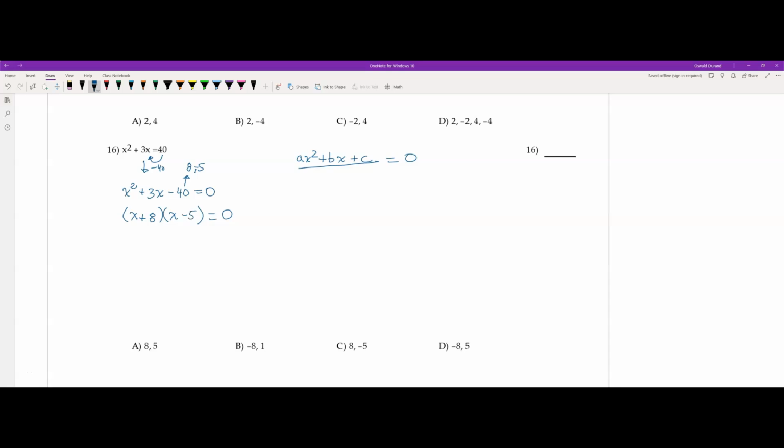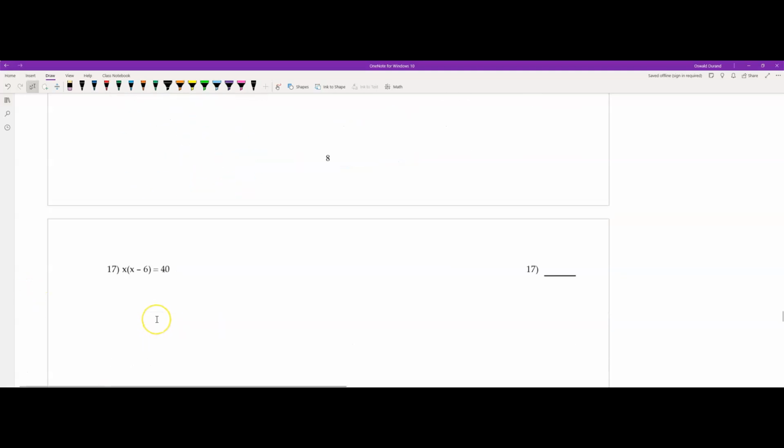Okay? Now, we follow the zero product rule, and we set x plus 8 equal to 0, or x minus 5 equal to 0, which means that x is equal to negative 8, or x equal to positive 5. So negative 8, positive 5 are my answers. Here we go.